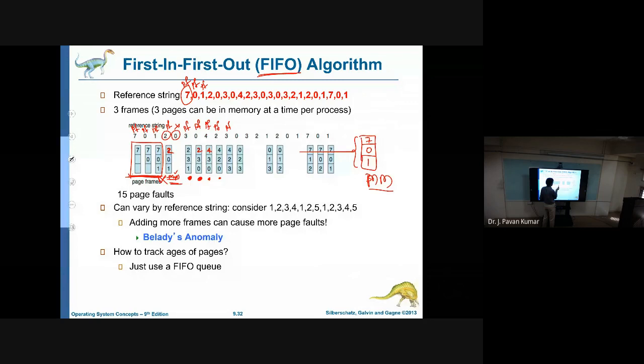Could you able to follow? First in, first out strategy. Just how we are selecting the page to replace. That's it. Yes? Yes, sir. Now 4, 2, 3 is the main memory content.